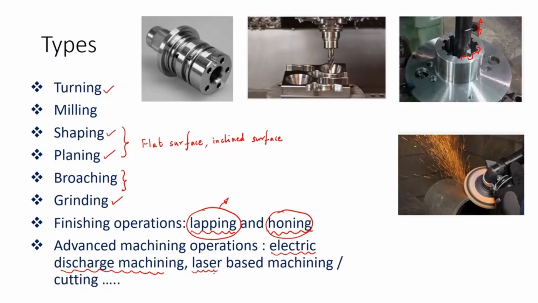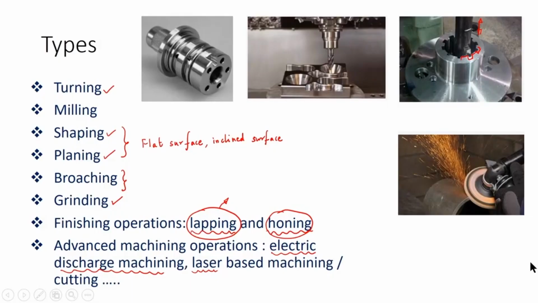In addition to thermal energy, there are certain processes that use chemical energy. That process is called the electrochemical machining operation. In certain cases we are using water to machine the work parts. That process is called the water jet machining operation.